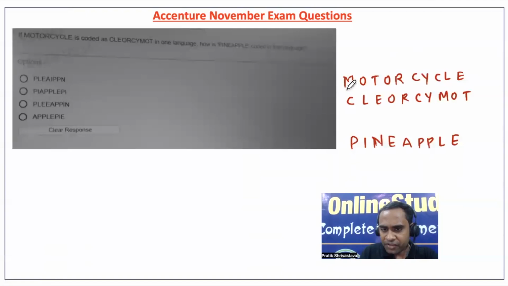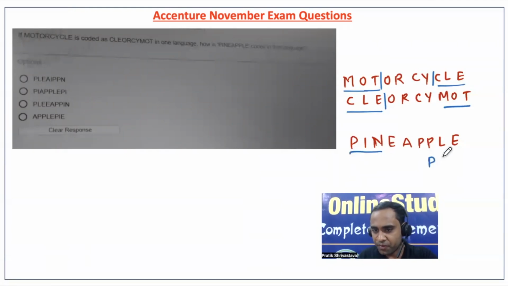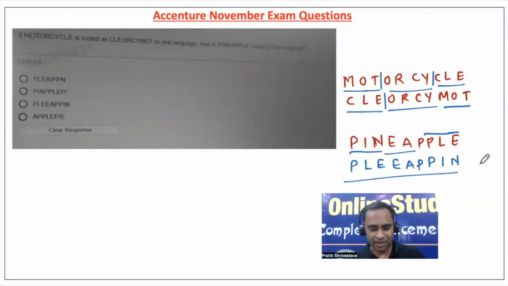Friends, the first three letters are MOT. The first three letters are moved to the last, and the last three letters are moved to the first. That's all. So PLE. Then ORCY, the middle letter is kept the same. But here also practice is required. PLE, EAP, PIN. If you have good practice, then no problem at all.